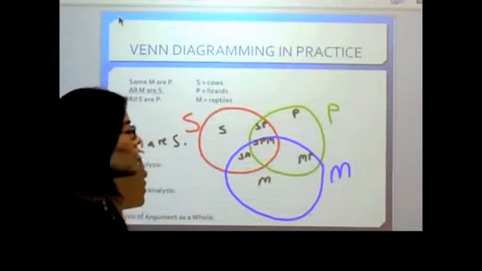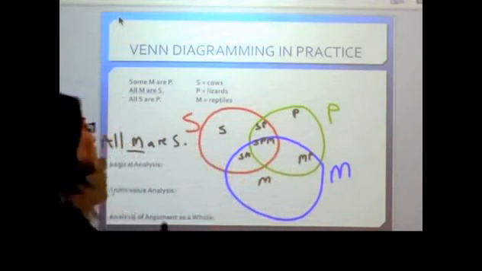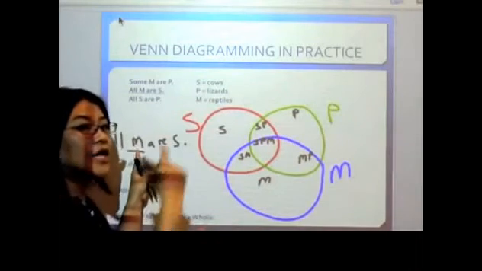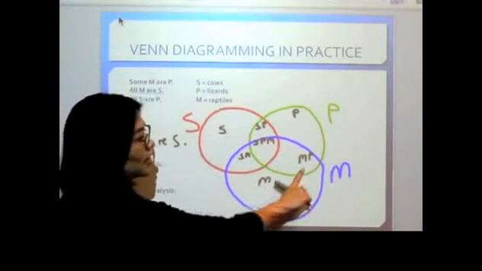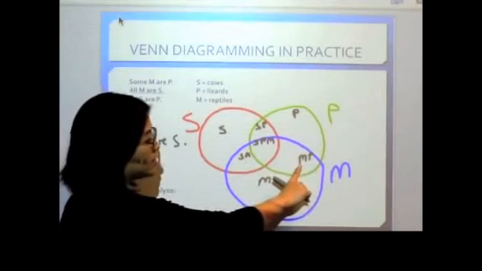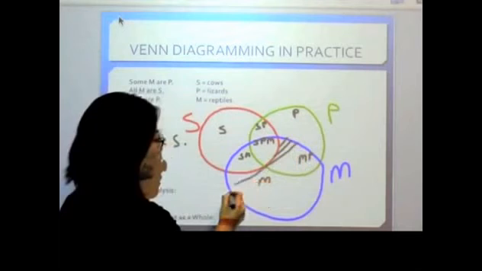So we want to go ahead in the M circle and shade away all the things that are M's but not S's. Here we have an M that's not an S, and here we have an M that's not an S. So we're going to shade away these areas.